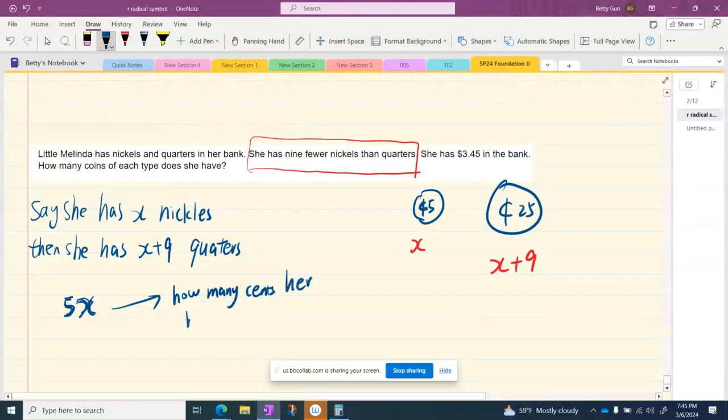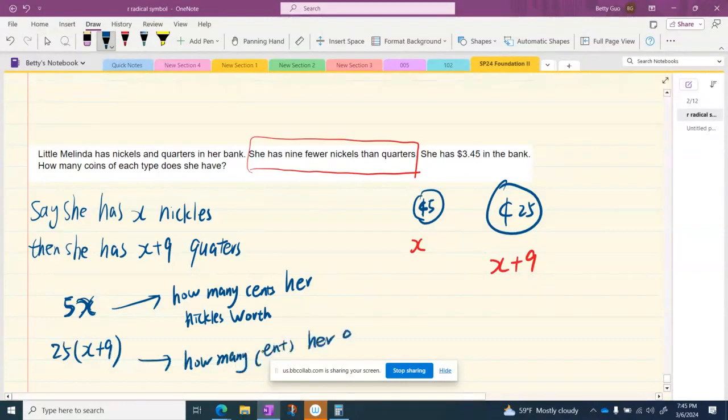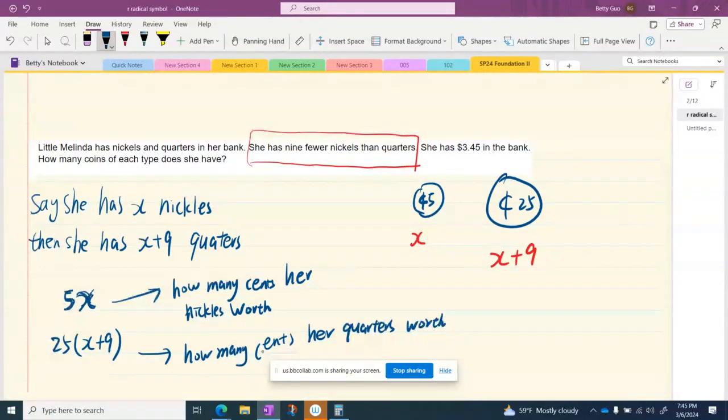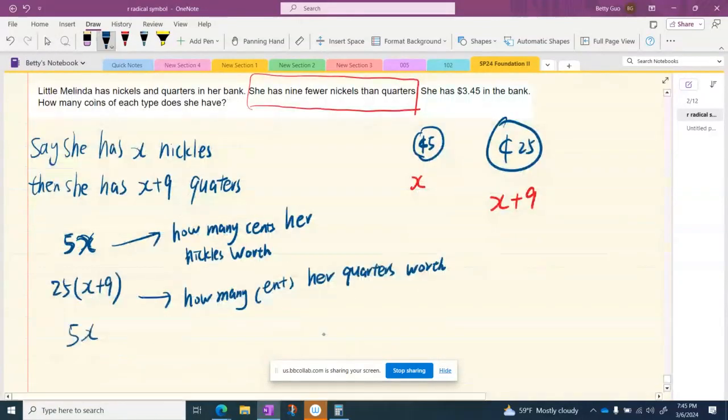Her nickels worth, okay? 5 times x, that's how many cents her nickels are worth. And if we let 25 multiply with x plus 9, that is how many cents her quarters are worth. All right, together, add together: 5x plus 25 times (x plus 9).